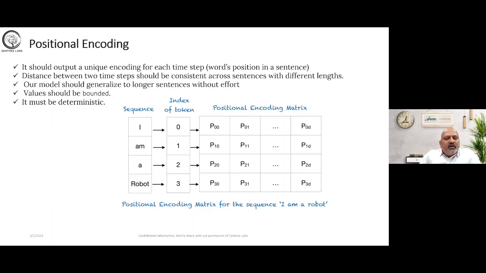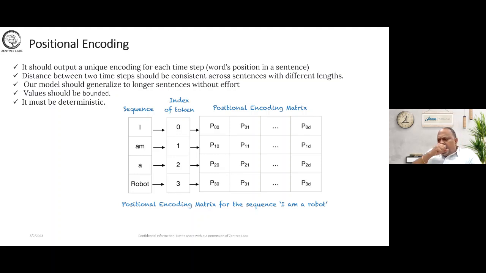It should output a unique encoding for each time step. The time step is about each word actually. T is equal to 0, the first word may come in. T is equal to 1, the second word may be coming, like that. That is a timestamp. So the positional encoding at each time step should be unique. It should not be repeatable. Also, the distance between two time steps should be consistent across sentences with different lengths.